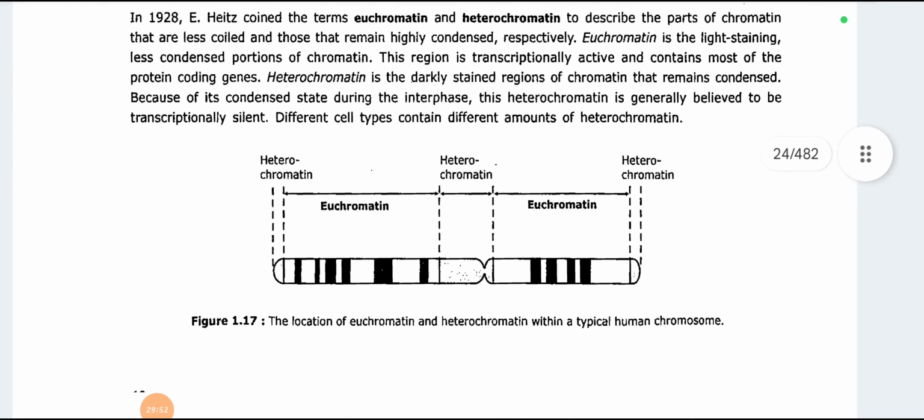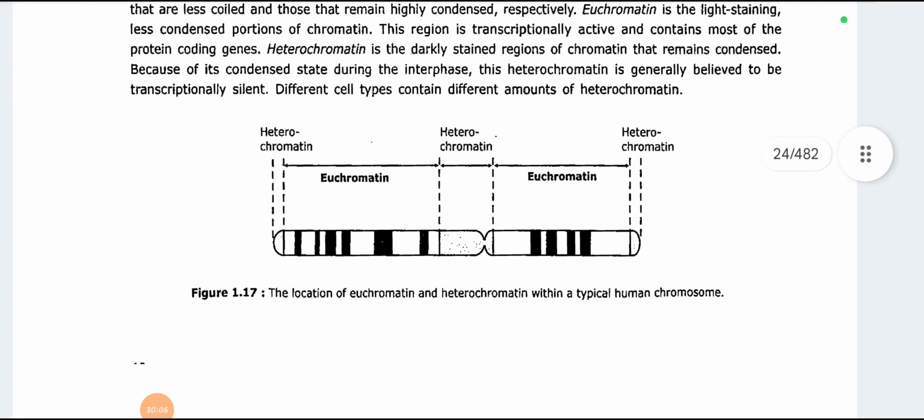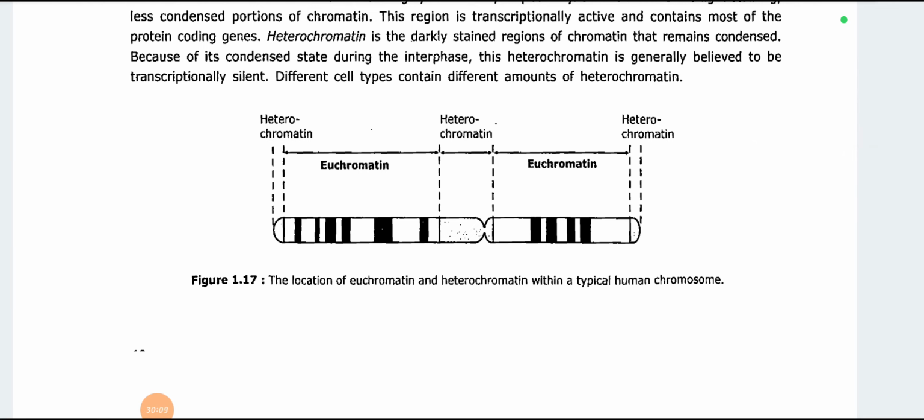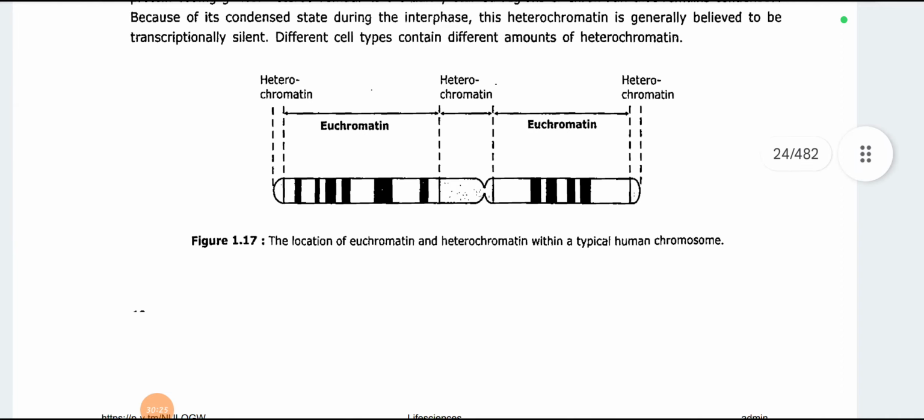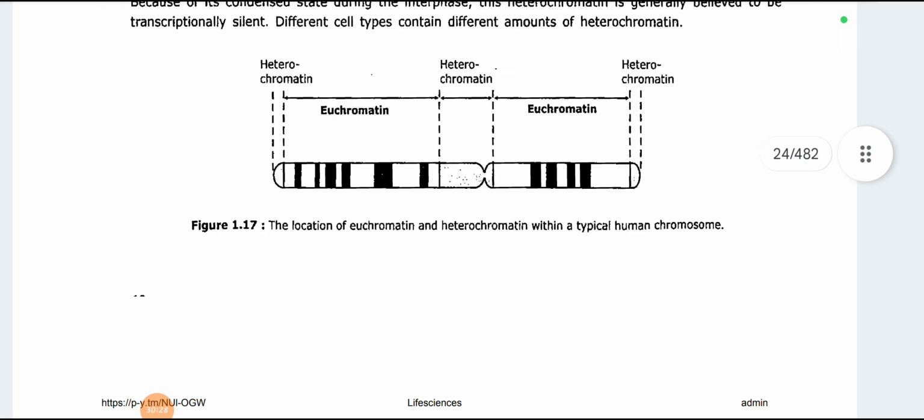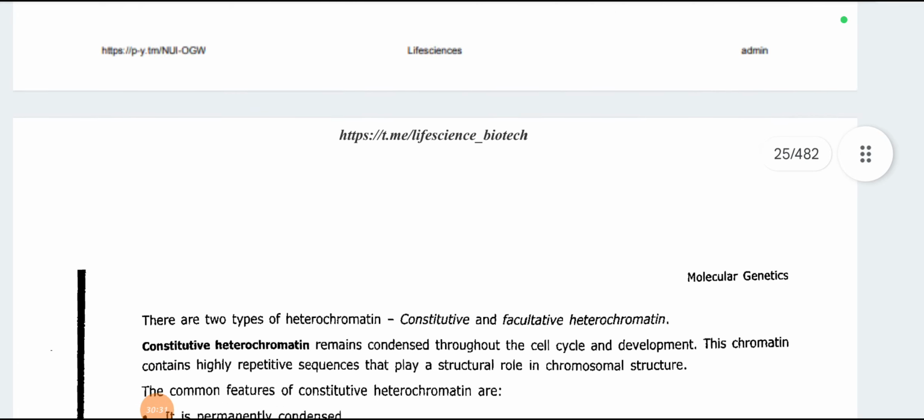coined the terms euchromatin and heterochromatin to describe the parts of the chromatin that are less coiled and those that remain highly condensed. Euchromatin is less coiled, heterochromatin is highly condensed. Euchromatin is the light-staining, less condensed portion. Less condensed means genes are open, more transcription factors can bind and the genes can be expressed. But heterochromatin is darkly stained because the genes are condensed. In this condensed state during interphase, heterochromatin is believed to be transcriptionally silent, and different cell types contain different amounts of heterochromatin.